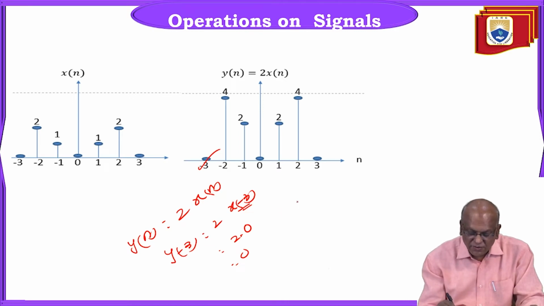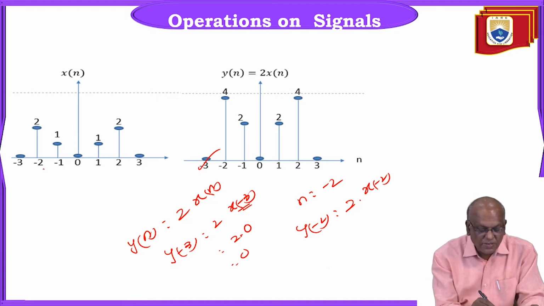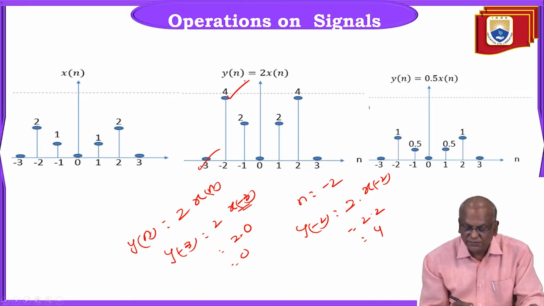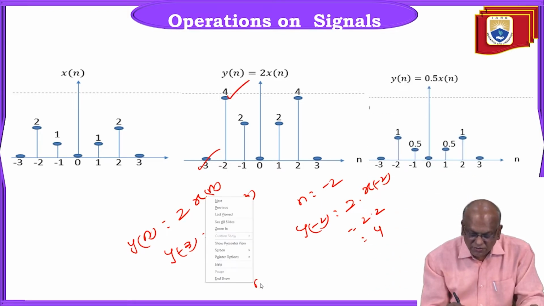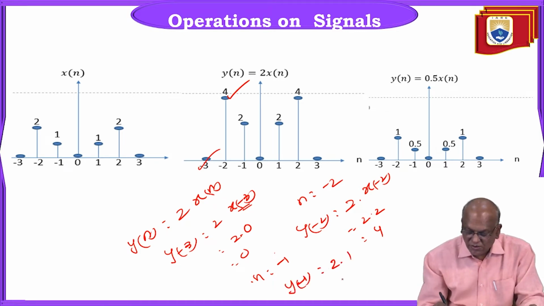Similarly, if n equal to minus 2, y of minus 2 equal to 2 times of x of minus 2. X of minus 2 value equal to 2. It is 2 into 2, you get 4. That's why this value equal to 4. Next, n equal to minus 1. y of minus 1 value equal to 2 into x of minus 1 value, equal to 1. That's 2 into 1, so this value equal to 2.